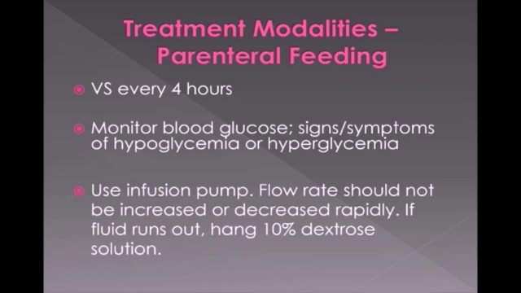Also, this should always be given on an infusion pump. This is not something that should be given by gravity under any circumstances. Flow rate should not be increased or decreased rapidly. And if your fluid runs out, the TPN bag gets changed every 24 hours. If it's not there to hang, you can't just take the old one down and let it go. You need to hang a 10% dextrose solution. That is to prevent acute hypoglycemia.